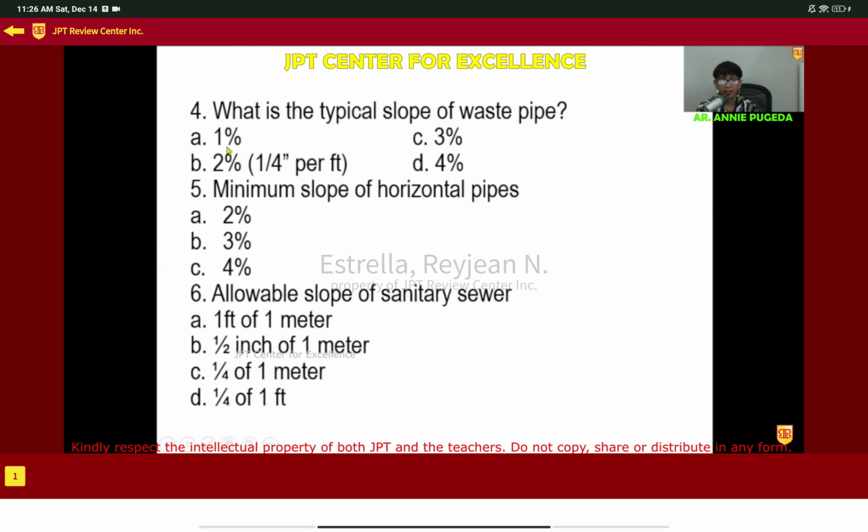Okay? Next. So, 4, 5, 6 you will see, the questions are all the same. Slope is 2%. Minimum slope is 2%. If there is no 2% option, what is the equivalency of 2%? It's 1/4 inch per foot. 1/4 of a foot. 1/4 inch per foot. Look at it. 1/4 of 1 foot. So, that is the answer. Okay? It's always like that. 2%, if there is no 2%, 1/4 inch per foot. That is what you will see in the multiple choice.